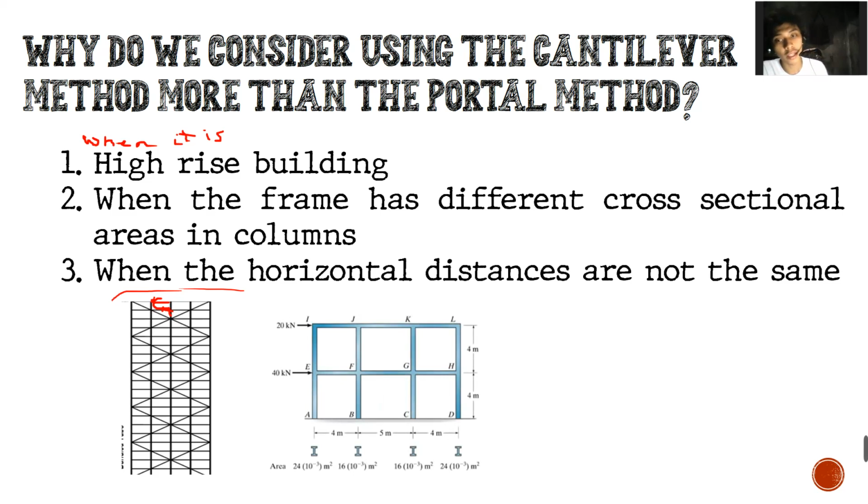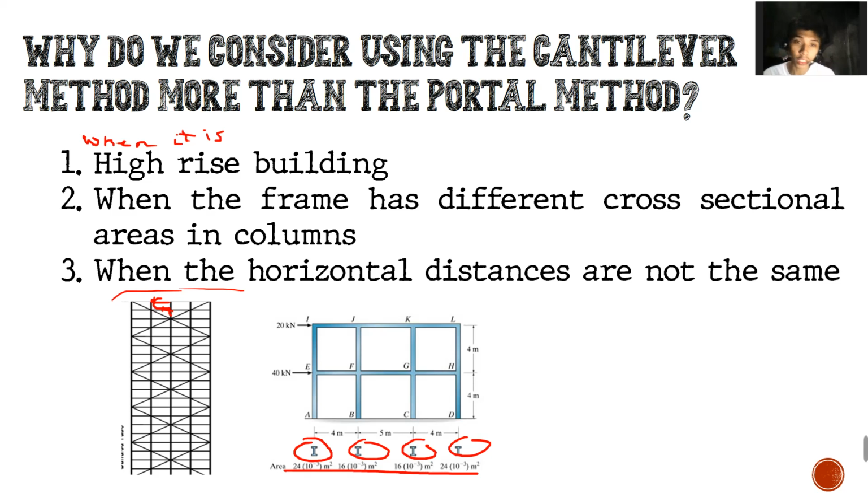And number two po, when the frame has different cross-sectional areas in columns. So dito guys, may mga problems na iba-iba yung area mismo ng column. Ito ngayon mismo is iba dito, and iba dito, and iba dito. So dyan pa lang guys, dapat i-consider mo na gamitin ang cantilever method kaysa sa portal method. I mean, hindi naman mali yung portal method. Ang sinasabi ko lang na medyo malayo na mismo yung mga values ng portal method. Okay? Medyo malayo na sa katotohanan. Kumbaga, hindi na siya accurate compared sa cantilever method.